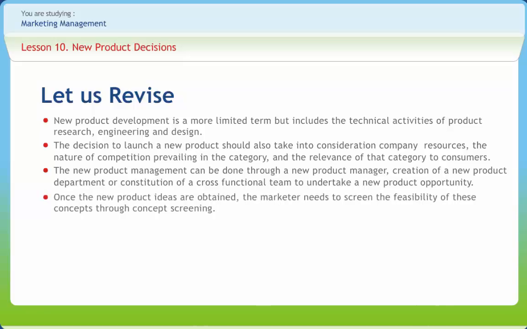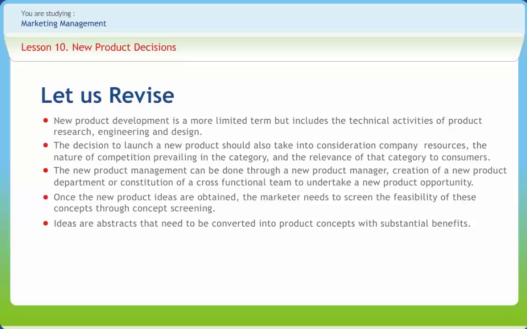Once the new product ideas are obtained, the marketer needs to screen the feasibility of these concepts through concept screening. There is a likely chance of making two kinds of error at this stage. When the new product manager drops a good idea which could have been a substantial success, he is likely to make a drop error. And when he carries further and commits resources to a bad idea, he is likely to make a go error. Ideas are abstracts that need to be converted into product concepts with substantial benefits.